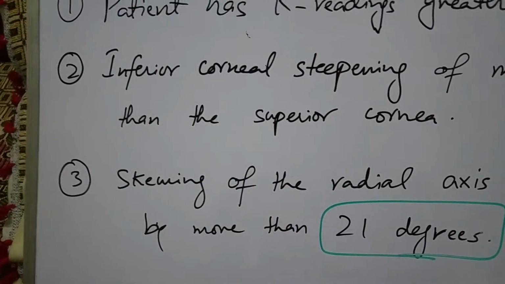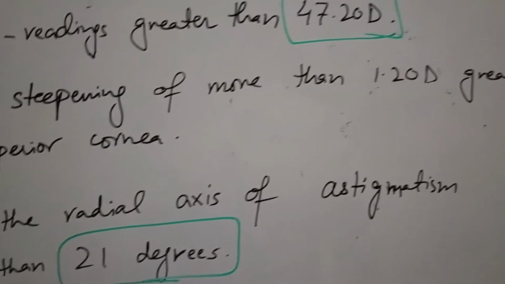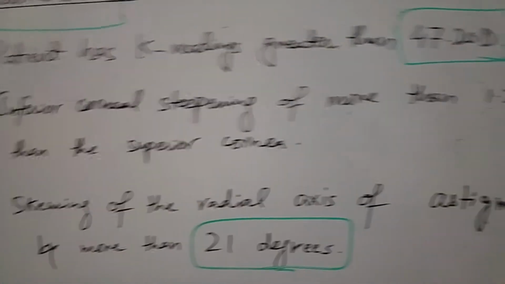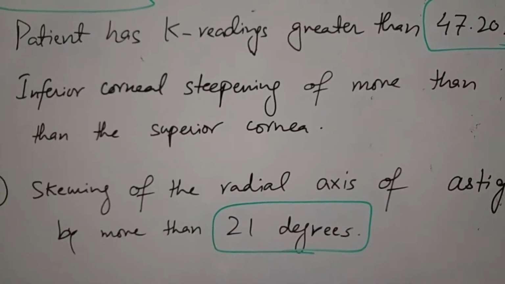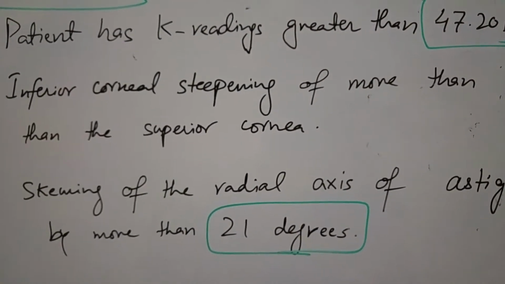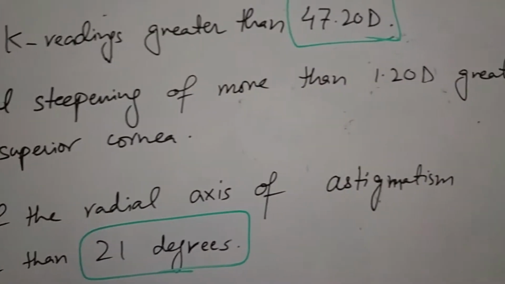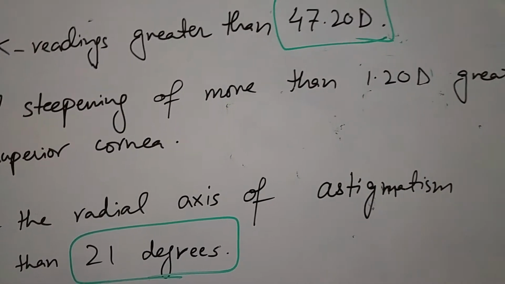The number two is inferior corneal steepening of more than 1.20 diopter greater than the superior cornea. It means that inferior corneal surface is more steeper as compared to superior corneal surface by at least 1.20 diopter.